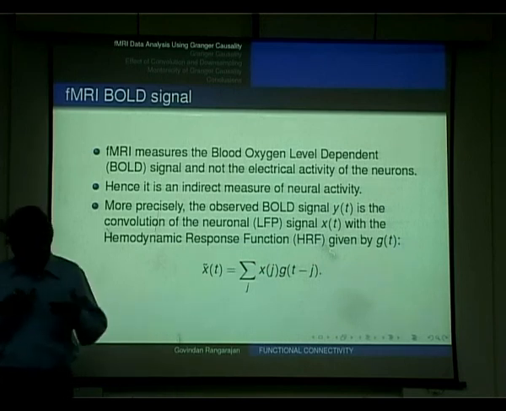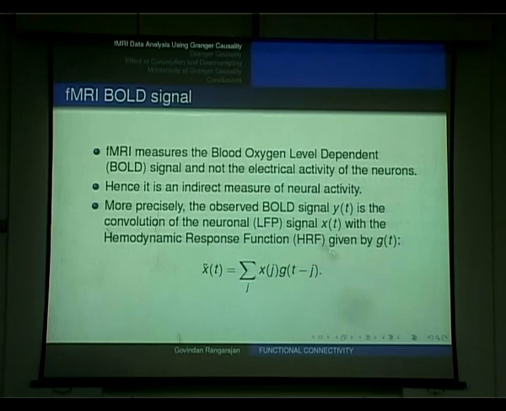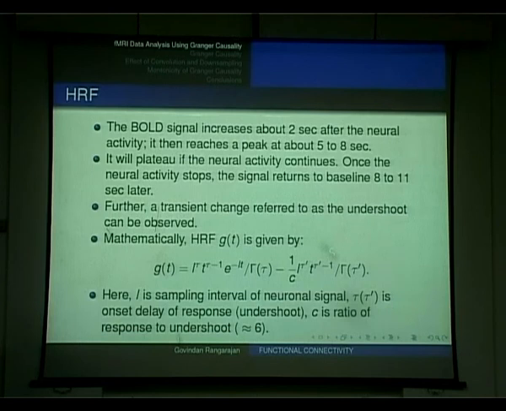Okay. So this is what you are actually measuring in fMRI. If you look at the details of this bold signal, the bold signal increases about 2 seconds after the neural activity begins, and then it reaches a peak at about 5 to 8 seconds after the neural activity begins, and it will plateau if the neural activity continues, or it starts to die down and returns to a baseline 8 to 11 seconds later. And there's also an undershoot, a transient phenomenon of undershoot.